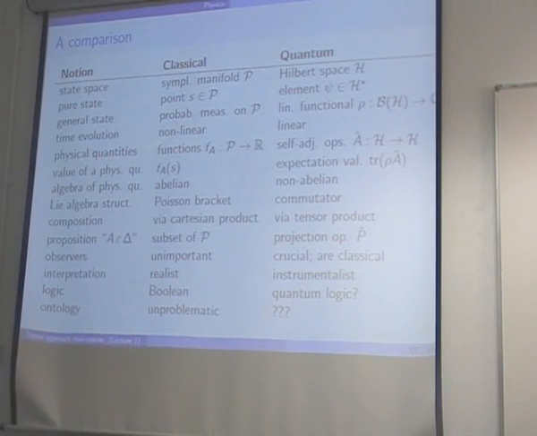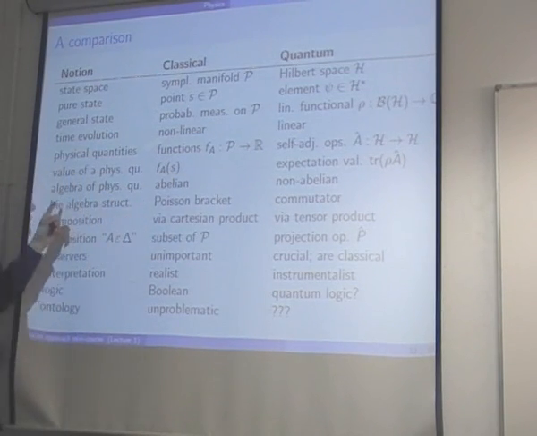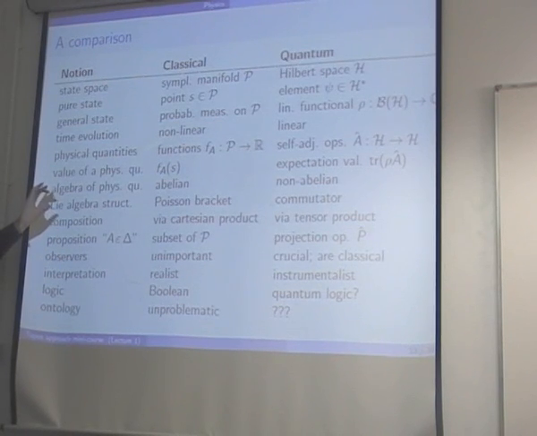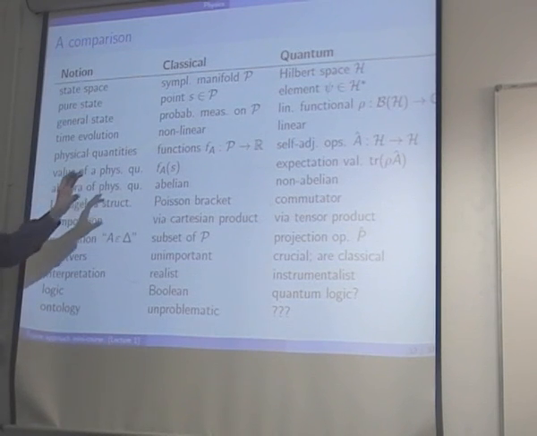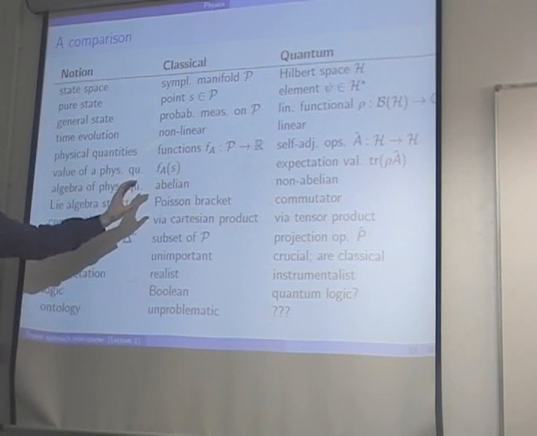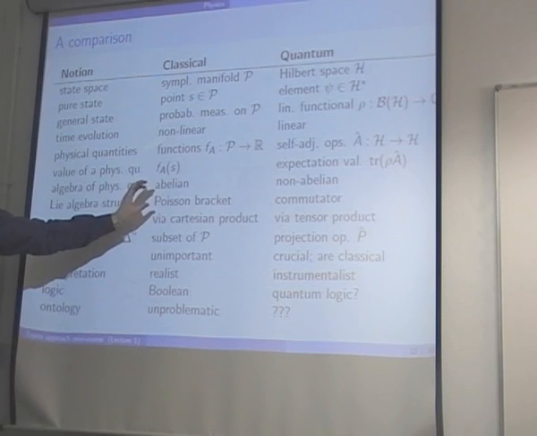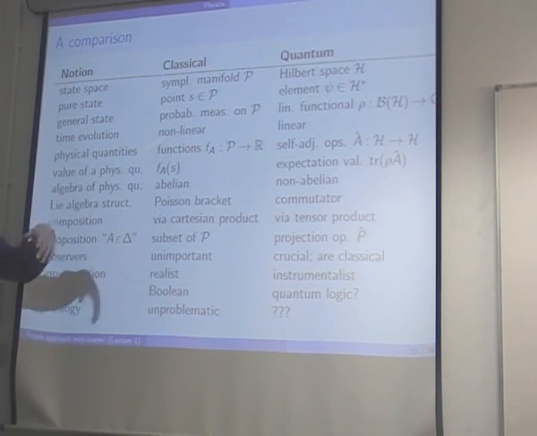Actually, more important physically than this structure is a Lie algebra structure on the physical quantities. This is a very interesting topic, but probably I won't have much time to say something about this. On the classical side you have the Poisson bracket. This introduces an element of non-commutativity into classical physics. So it's by no means true that classical physics is always just commutative, and that's why things are simple.